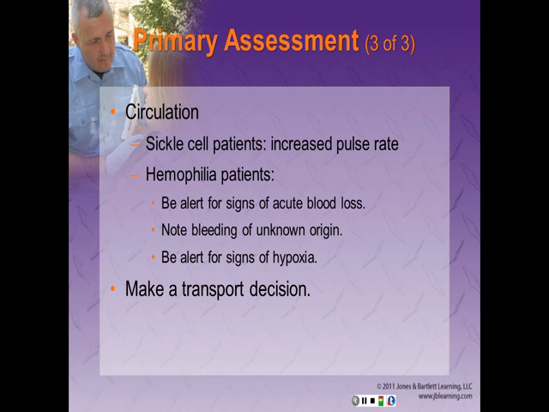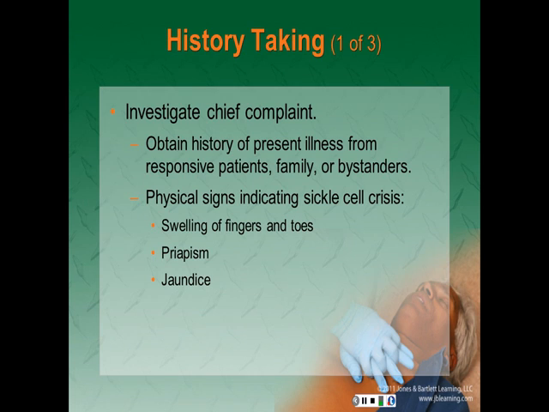Note bleeding of unknown origin, like nosebleeds, bloody sputum, or blood in the urine or stool, and be alert for signs of hypoxia, which is due to blood loss. Make your transport decision. Take your history. Investigate your chief complaint and get a history of the present illness from responsive patient, family, or bystanders.